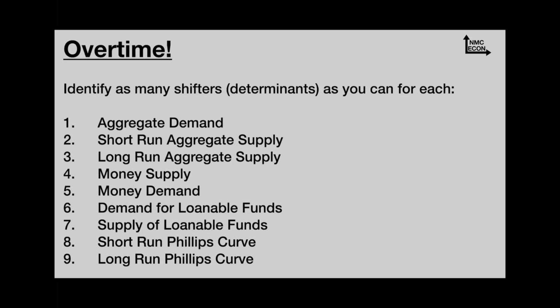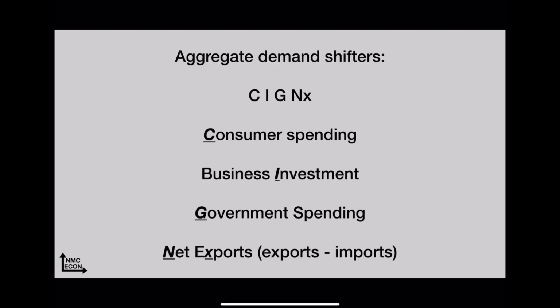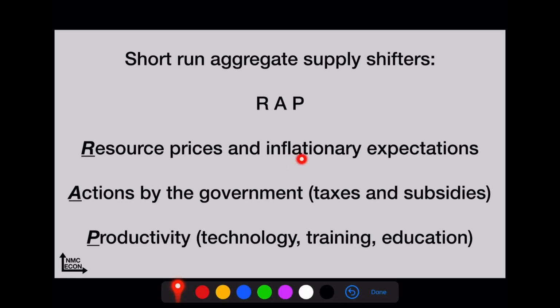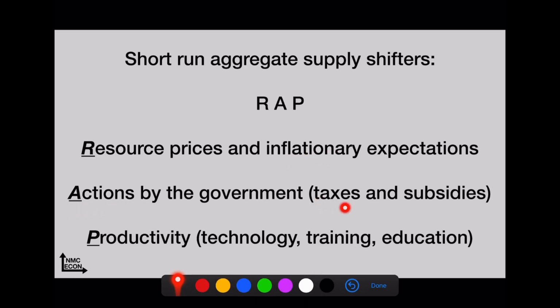All right, let's go through it, starting with aggregate demand. CIGNX: consumer spending, business investment, government spending, net exports. Those are your major shifters of aggregate demand. Short-run aggregate supply is next. That would be RAP, right? Resource prices and inflationary expectations. Actions by the government, that's your taxes and subsidies. Productivity, there's your technology, training, education.